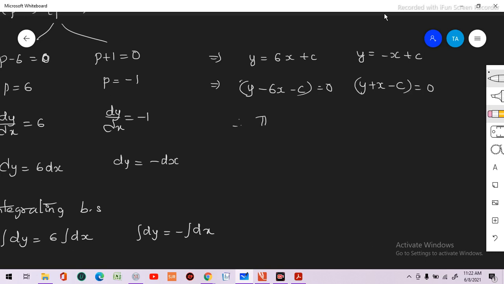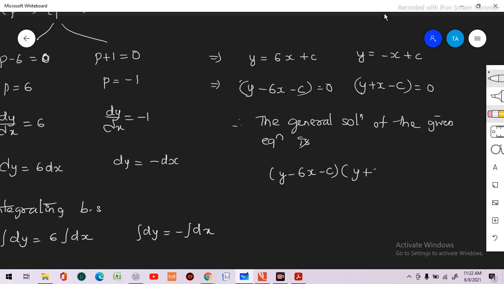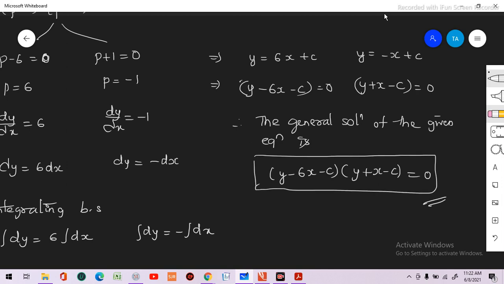Therefore, what you have to write? The general solution of the given equation is, how do we write the general solution? In the product form. Write the product and equate it to 0, that is our general solution. Is it fine? Have you understood the method? Yes, sir. So this method remains the same for all the problems which come under solvable for p.